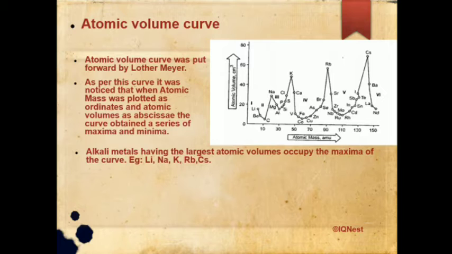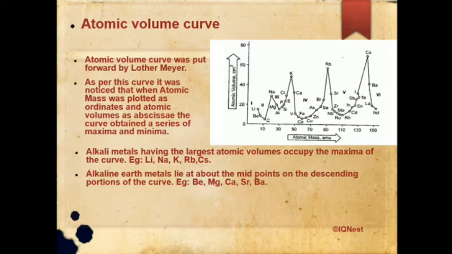Alkali metals having the largest atomic volumes occupy the maxima of the curve. For example, lithium, sodium, potassium, rubidium and cesium. These are the alkali metals which occupy the maxima of the curve. So you can see that in the picture. And the next point is alkaline earth metals lie at about the midpoints of the descending portions of the curve. For example, beryllium, magnesium, calcium, strontium and barium. So these elements occupy the midpoint of the descending portions of the curve.